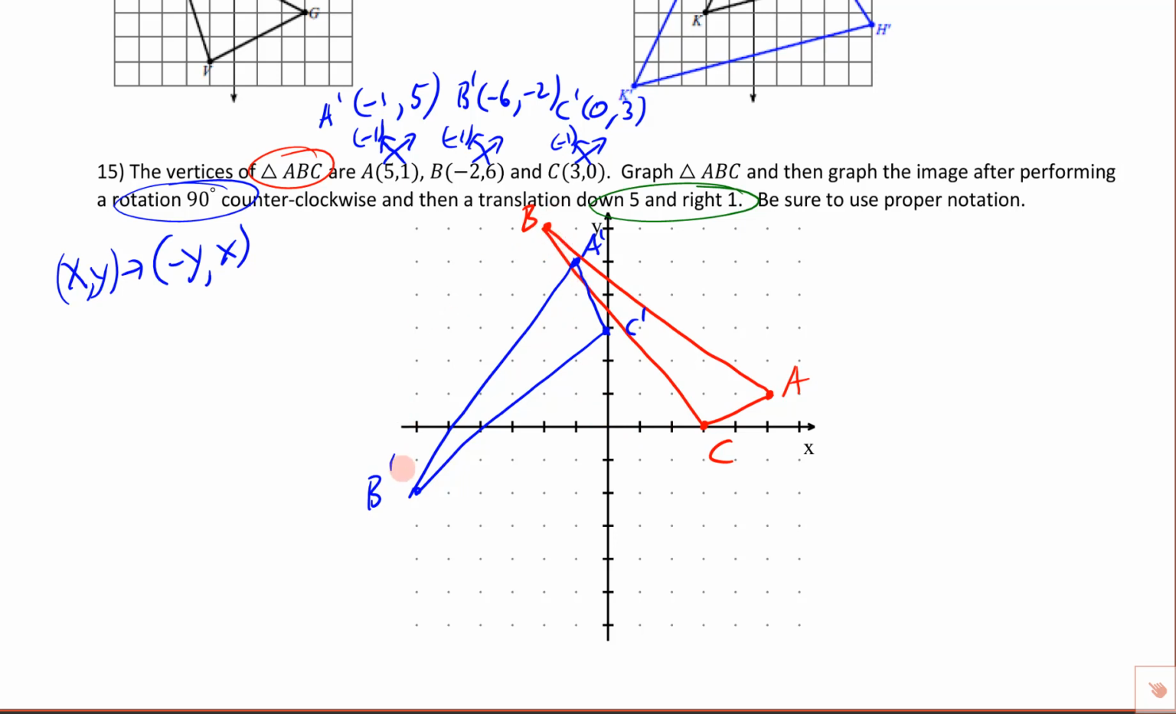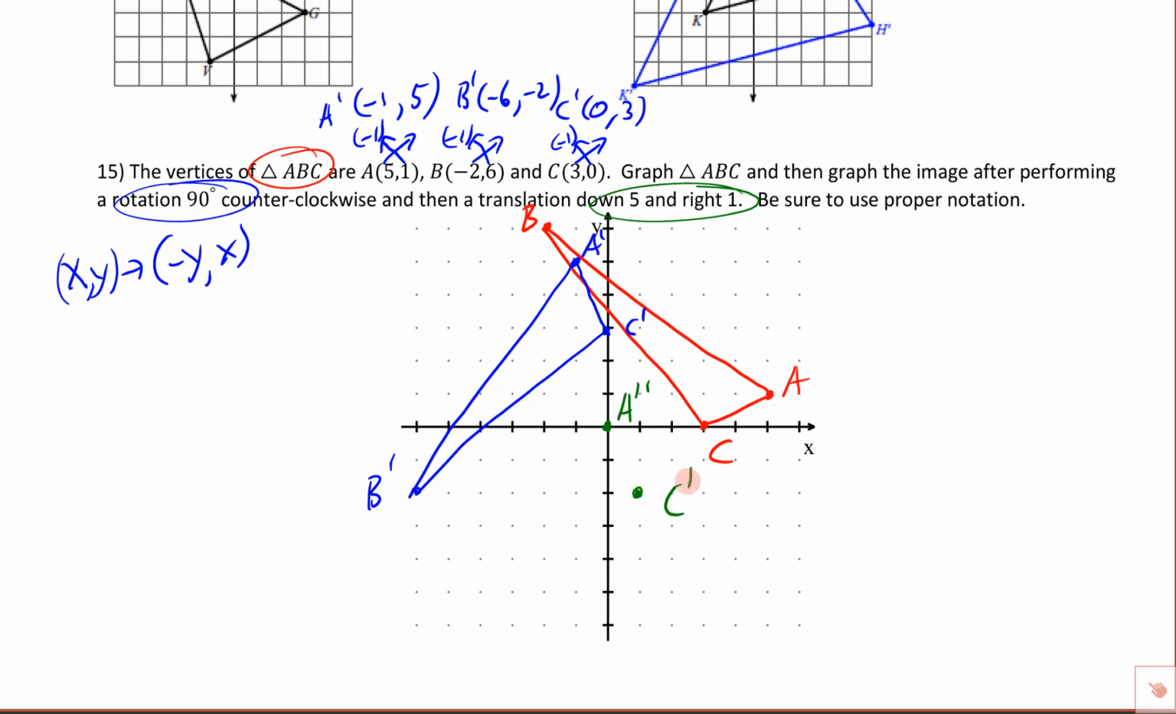So this looks great. Now all we need to do to get the final answer, and if you want to use the points, you're welcome to, all we need to do is move this down 5 and right 1. So we're going to take all of these points and move them down 5 and right 1. So we're going to end up right here. Okay, so there is A double prime. We're going to go down 5. 1, 2, 3, 4, 5, and right 1.